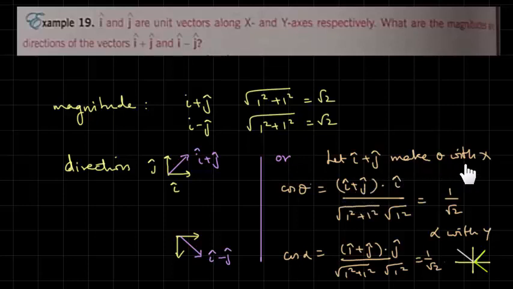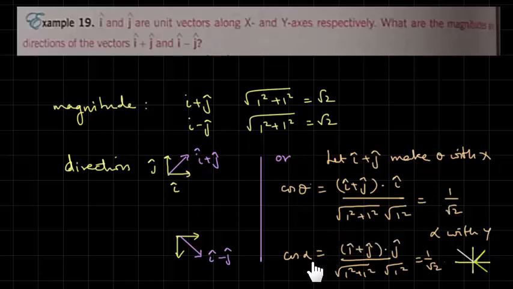So let's say i plus j is making theta angle with the positive x-axis. So we can say cos theta is equal to i plus j dot i upon magnitude of i plus j times magnitude of i. So magnitude of i is 1, magnitude of i plus j is root 2, and this dot product is just 1. So 1 by root 2. So that means theta is making 45 degrees with positive x-axis. So this vector i plus j is making 45 degrees with positive x-axis. So it can be either here or here, like this.